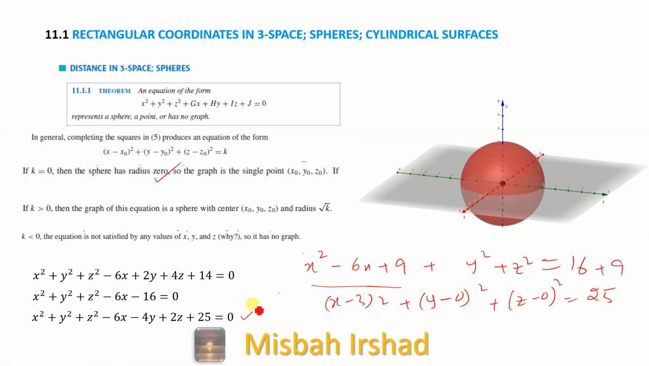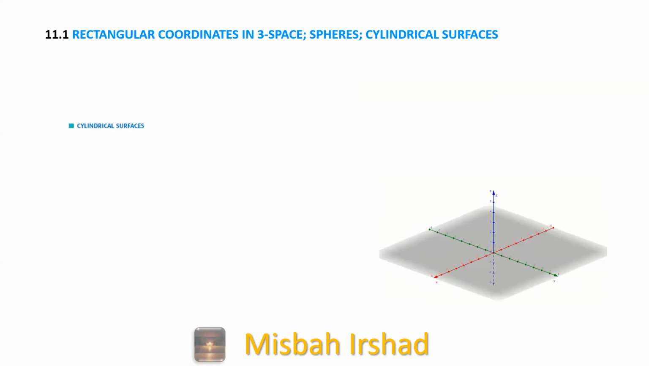Similarly, you can explore the third equation yourself, whether it represents the first type, second type, or third type. It depends upon the value of k. So do it yourself.